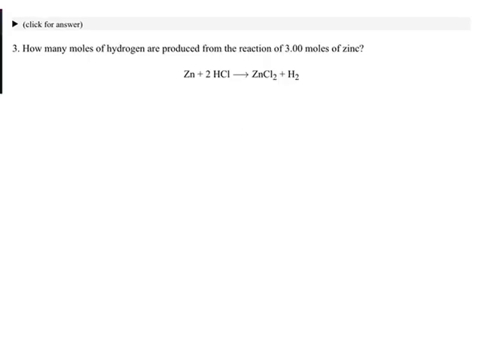Number 3, how many moles of hydrogen are produced from the reaction of 3 moles of zinc? Be careful not to select this. We're looking at just zinc. So that's 3.00 mole of zinc. One more conversion, straight mole to mole, one step.